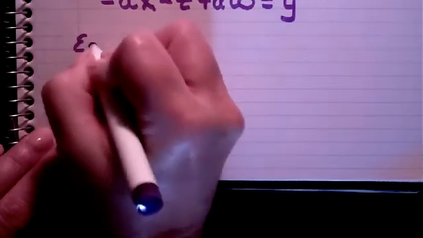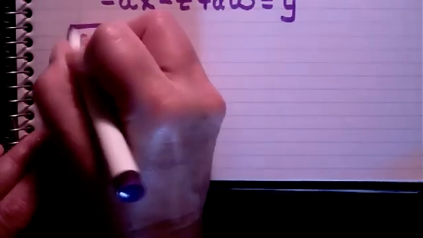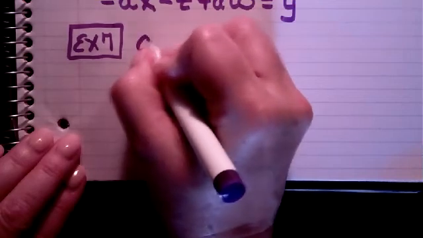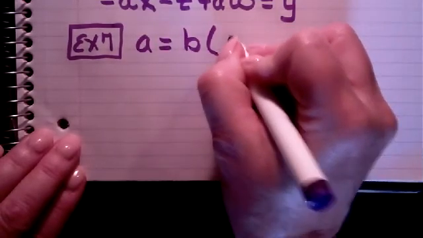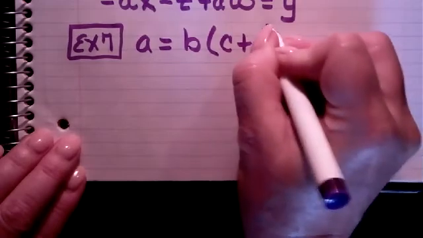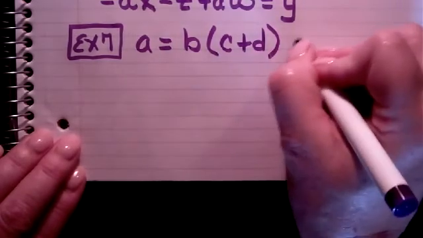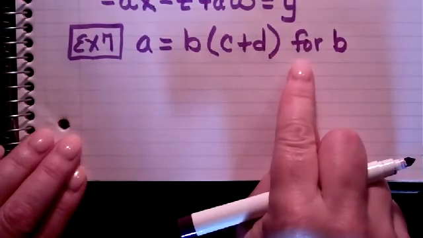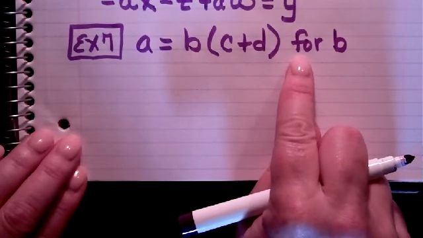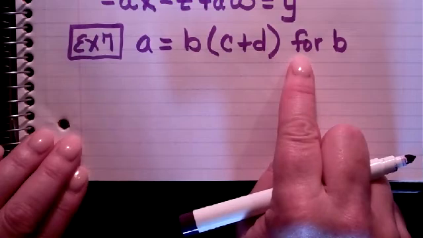Okay? 7 and 8 are very similar but different. Okay, so example 7 is A is equal to B parentheses C plus D, close the parentheses, and we're going to solve for B. Now notice I wrote that just a little bit different this time. Sometimes they will use the word for instead of the semicolon. Okay?